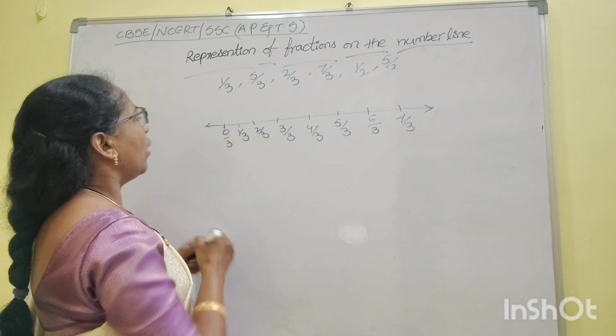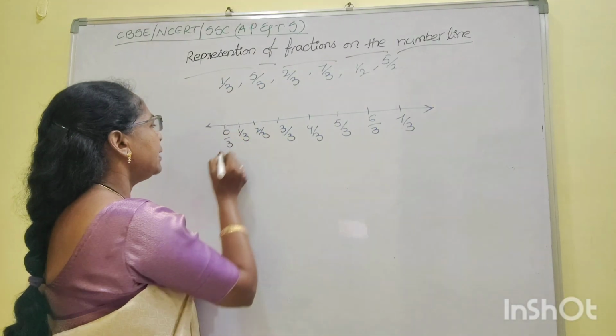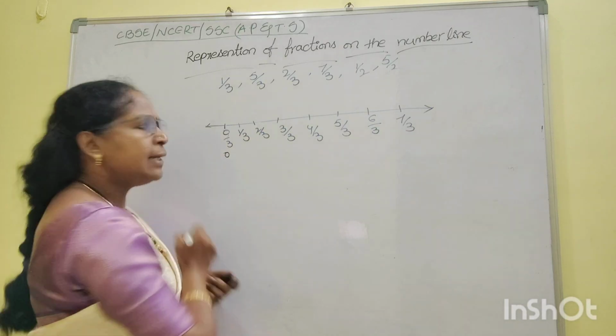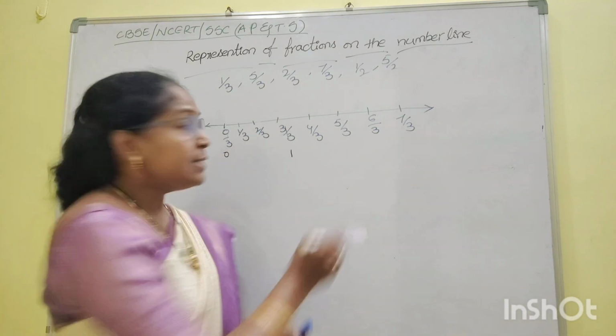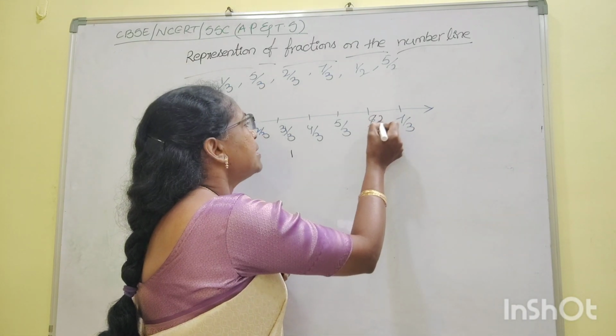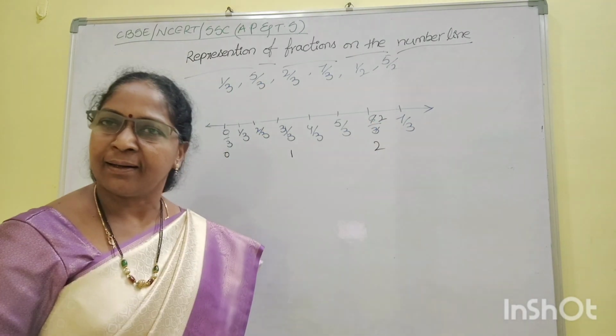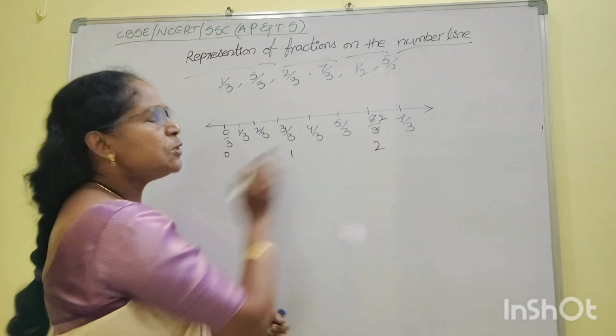Now here 1 by 3, 2 by 3, 0 by 3 is nothing but 0. The meaning is 0. 3 by 3 is nothing but 1. 6 by 3 is nothing but 3 divided 6 2 times. Yes or not? Now, just you observe here.